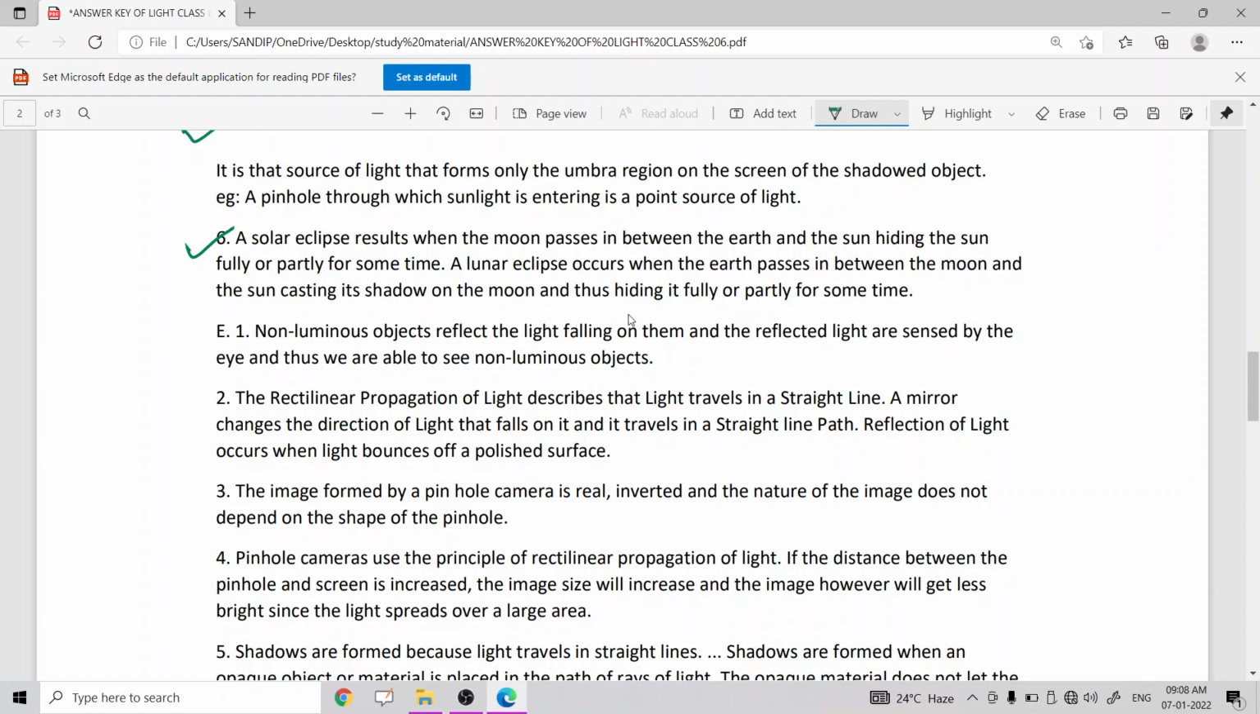Okay, for solar eclipses, the moon is positioned in between the sun and the earth, and for lunar eclipses, the earth is positioned in between the moon and the sun.